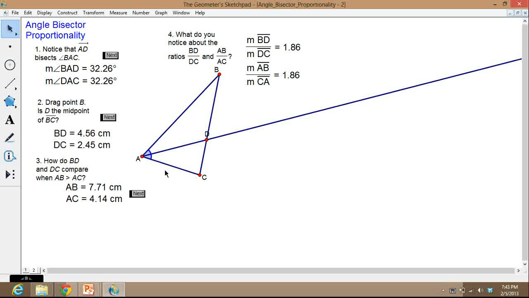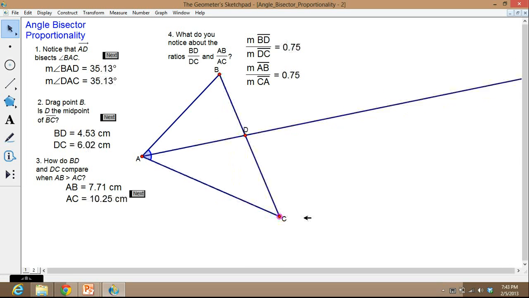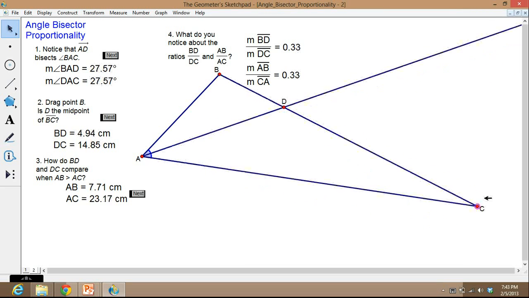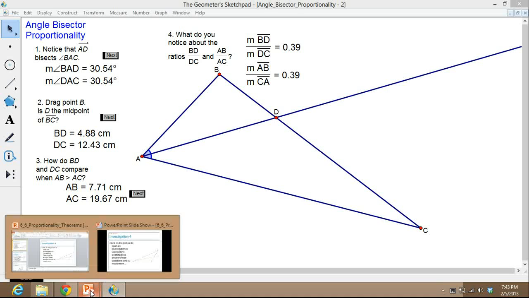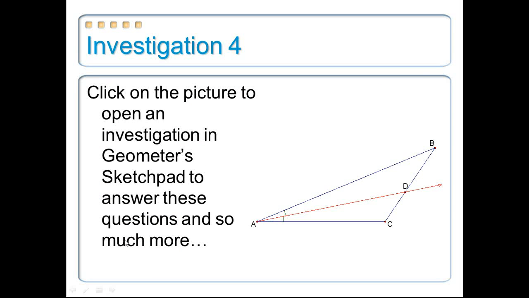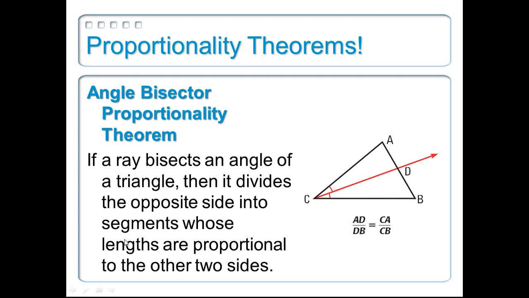And it doesn't matter what kind of triangle you do. I'm going to grab C here and show it doesn't matter what kind it is. You always get that ratio. Top divided by bottom equals top divided by bottom. Okay, so we've investigated that one, and you get the angle bisector proportionality theorem.